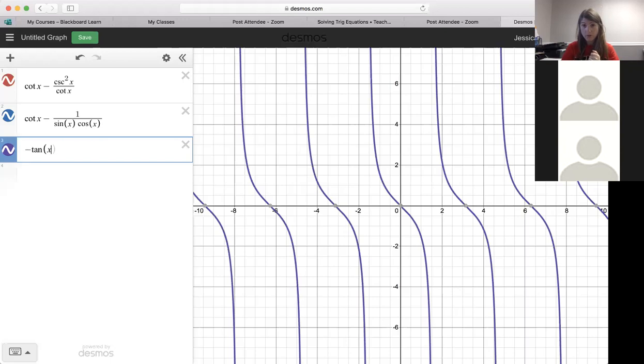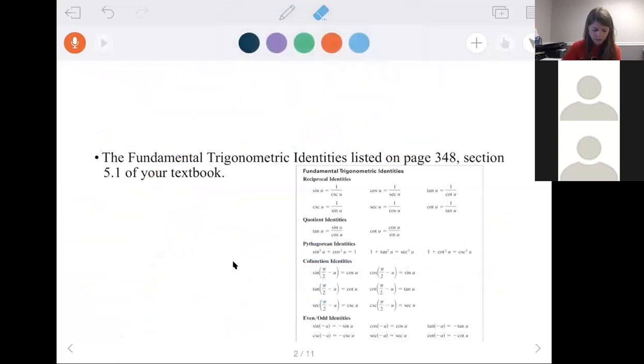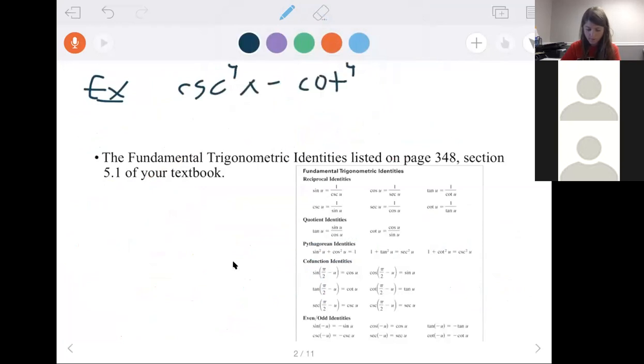So I briefly want to talk about one other before I get rid of this one and clear it out. Questions here. Okay, so the last one that I want to mention in this particular section with the 5.1 and 5.2 is one like cosecant to the 4th of x minus cotangent to the 4th of x.